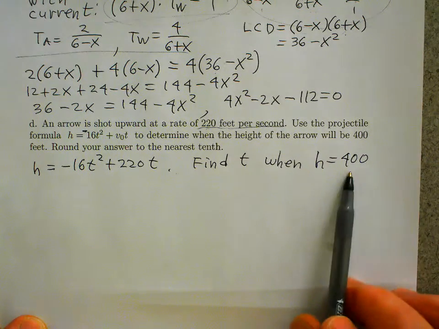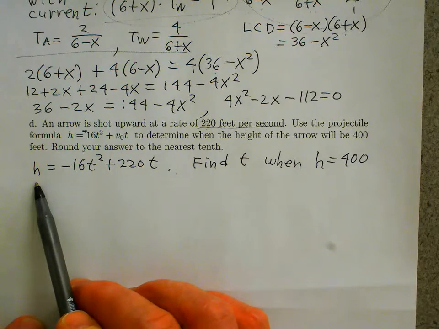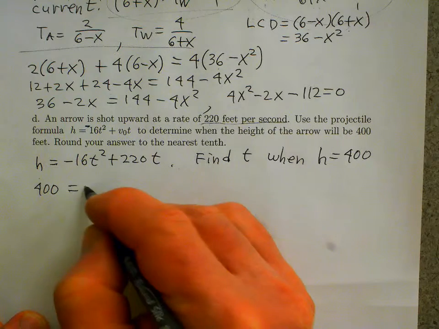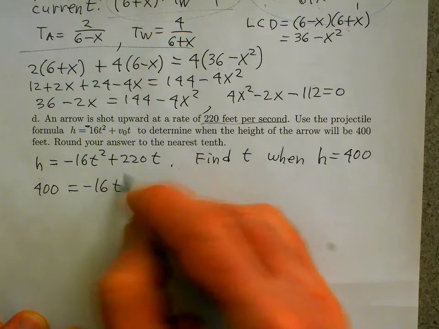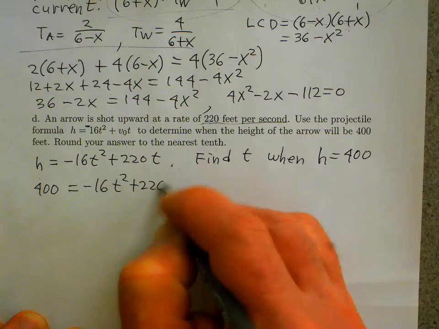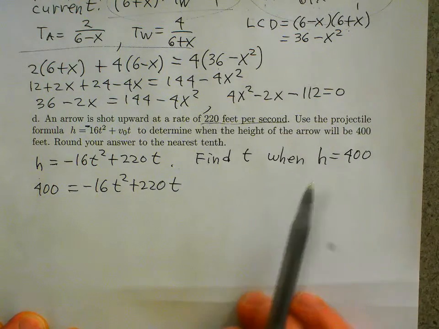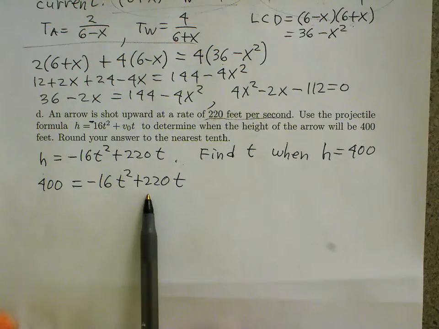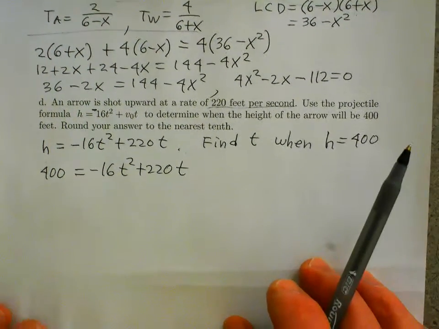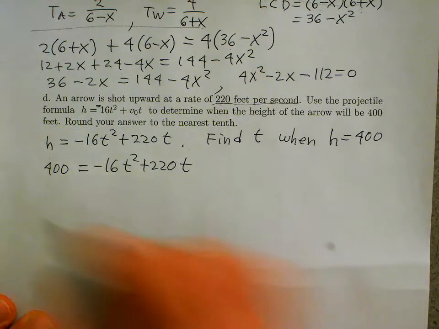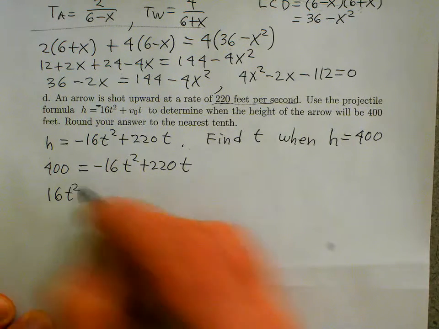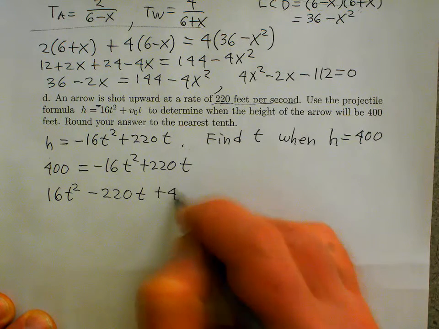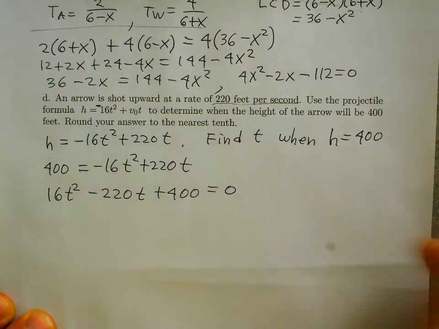Okay, so what we do is we just replace h with 400, and we get a quadratic equation in the variable t, and we just solve this quadratic equation. So I'll add 16t to the second and subtract 220t from both sides, and we'll get 16t to the second minus 220t plus 400 equals 0.